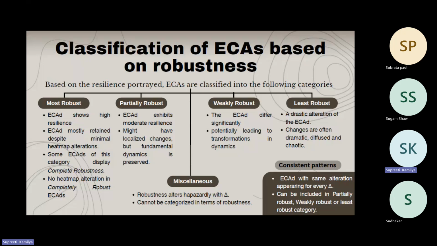Moving forward, there are the consistent patterns as well. This comes under the partially robust, weakly robust, and least robust categories, where in the distant neighbor ECA diagram, we get some alterations that appear for any particular value of lambda, but they appear in a specific region with specific patterns that seem to repeat themselves again and again. So they come under the consistent patterns category.